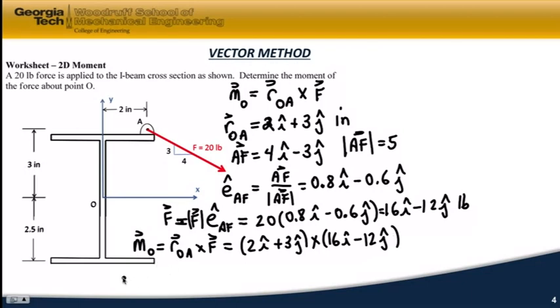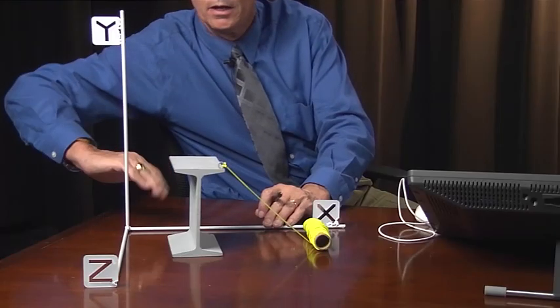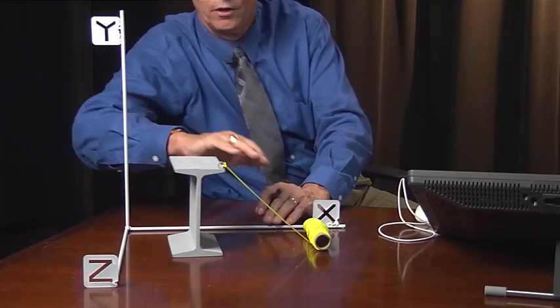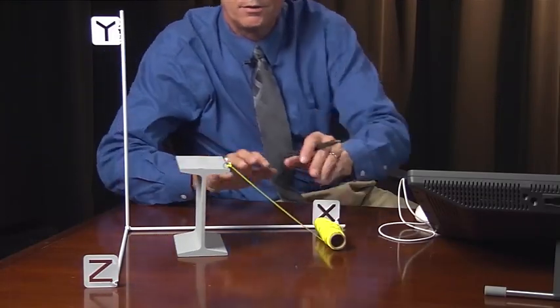And if you do that cross product, you'll get minus 72 in the K direction, and the units are, the position vector is inches, the force is pounds, so this is inch pounds in the negative K direction. If I want to just draw it with an arrow, the negative K direction is back in this direction, so that means you have a clockwise rotation of my I-beam, which makes physical sense.